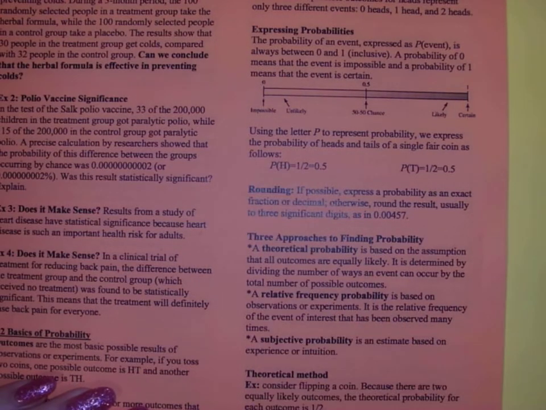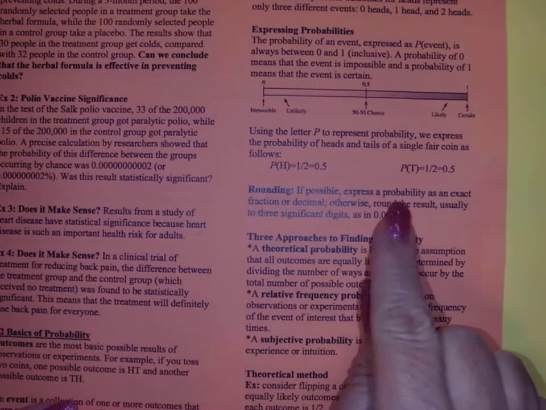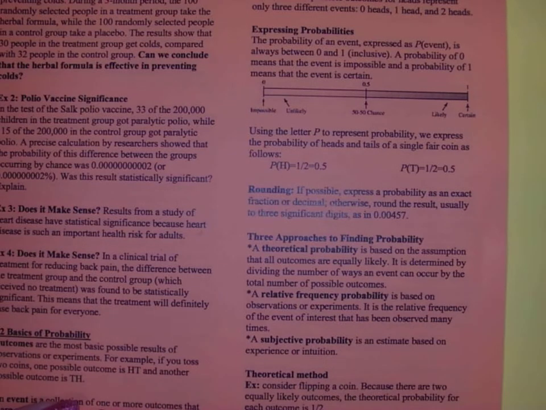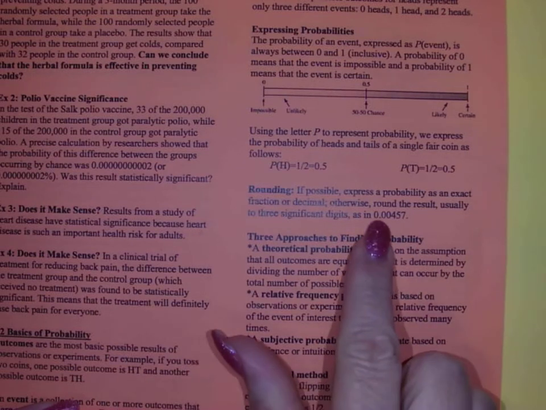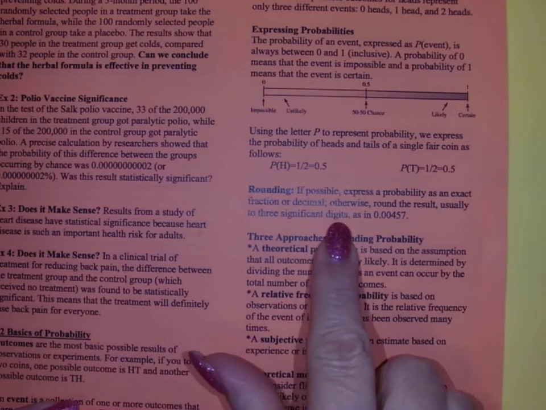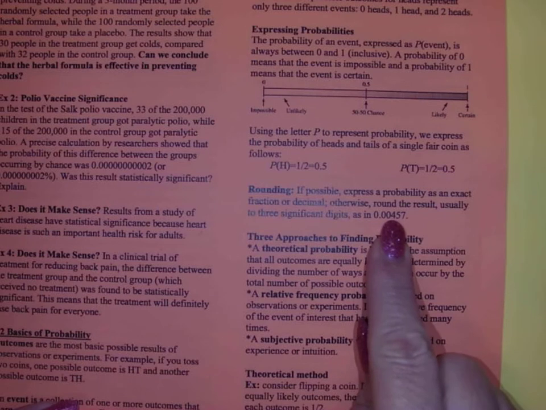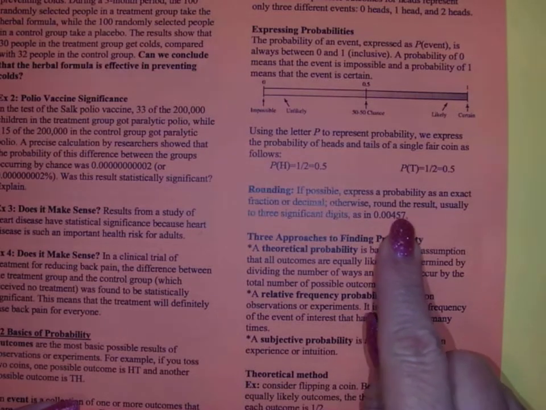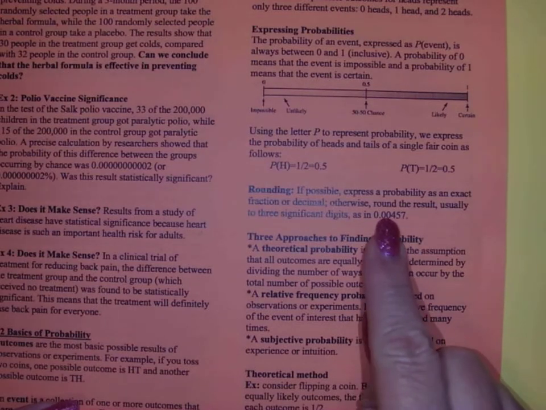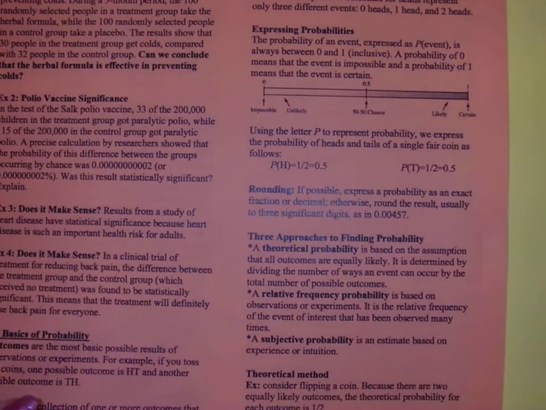Now with rounding, if possible, express a probability as an exact fraction or decimal. Otherwise, round the result, usually to 3 significant digits. Significant digits are digits other than 0. So we're going to go until we get the first significant digit, and then we'll do 3 of those. That's typically how you're going to do probability. Once I get past the zeros, I got a 4, and I'm going to do 2 more digits after that.